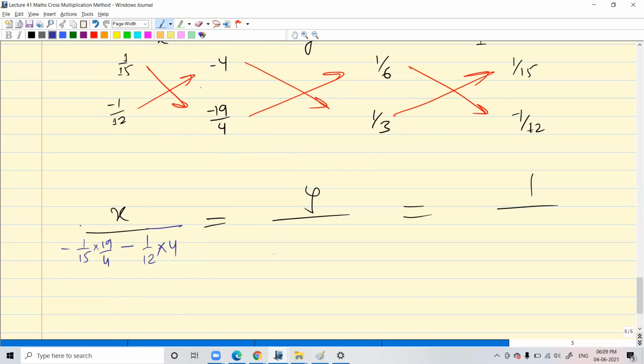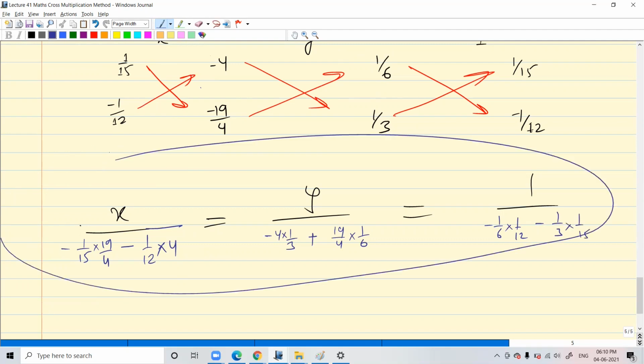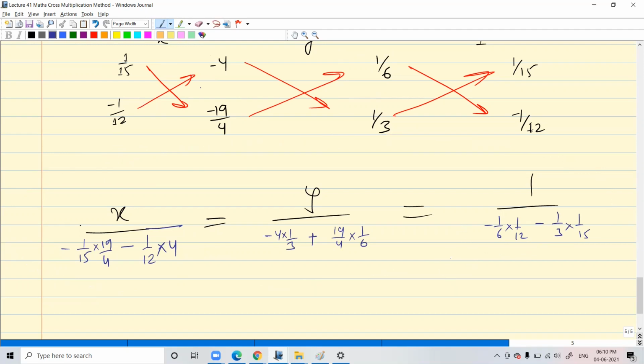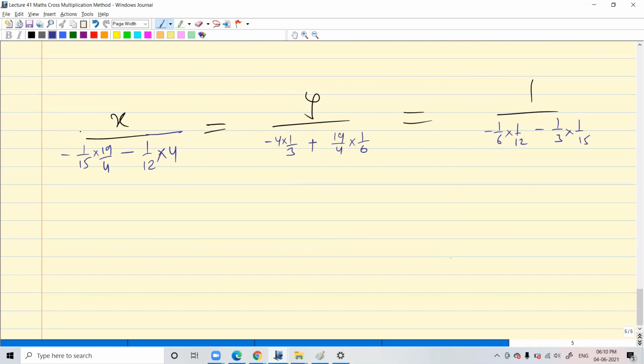Tell me, what should I write? There's only one minus sign, and that minus with this minus will become plus. So I'm going to write a plus this time. It will be 19 by 4 into 1 by 6. And the last one will be minus 1 by 6 into 1 by 12 and minus 1 by 3 into 1 by 15. So you see, when we are doing this problem using the cross multiplication method, the calculations are becoming a little lengthy. Okay, that's why the elimination method will be the best one to solve this. Okay, so this is where we were.